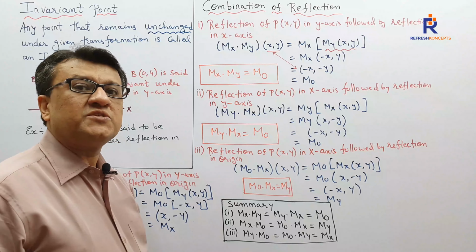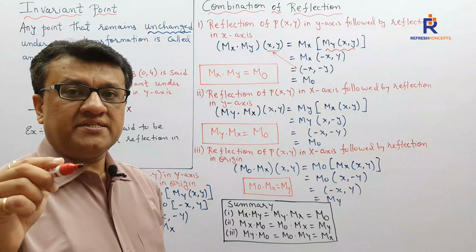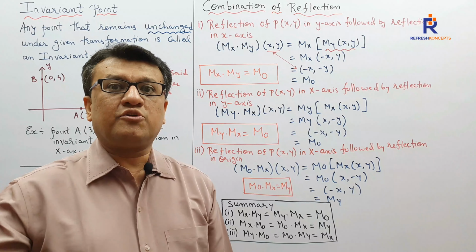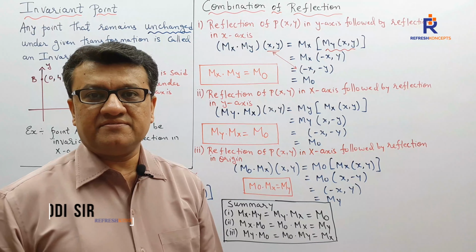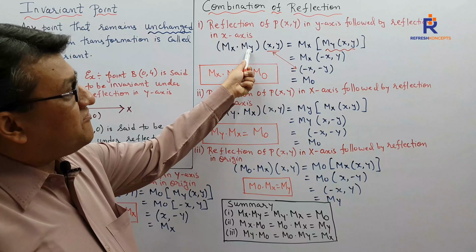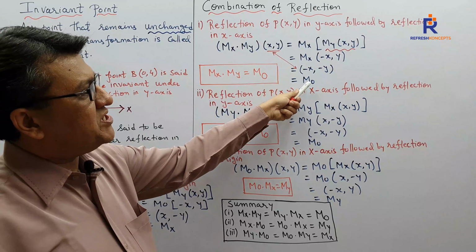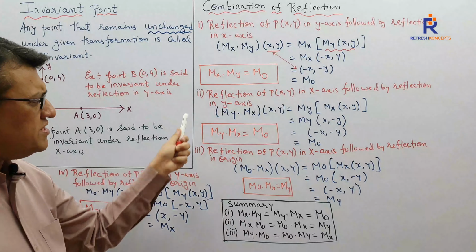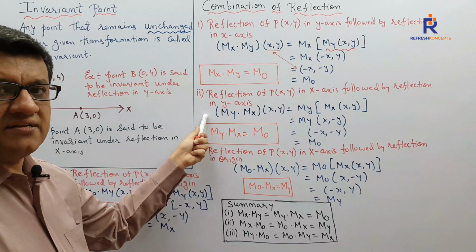Many a times this also is asked. A particular point gets reflected multiple times under different lines, and the question is, what is the single transformation? Reflection in y-axis followed by x-axis, the single transformation is nothing but reflection in origin, is what the outcome is. On the same lines, we are going to work out the second one.